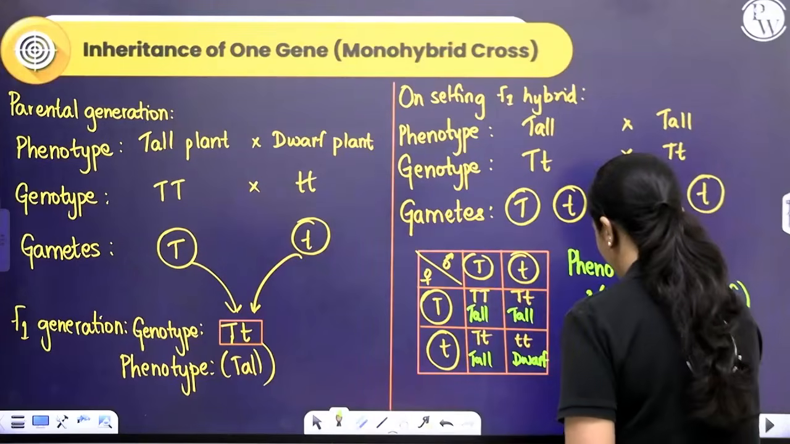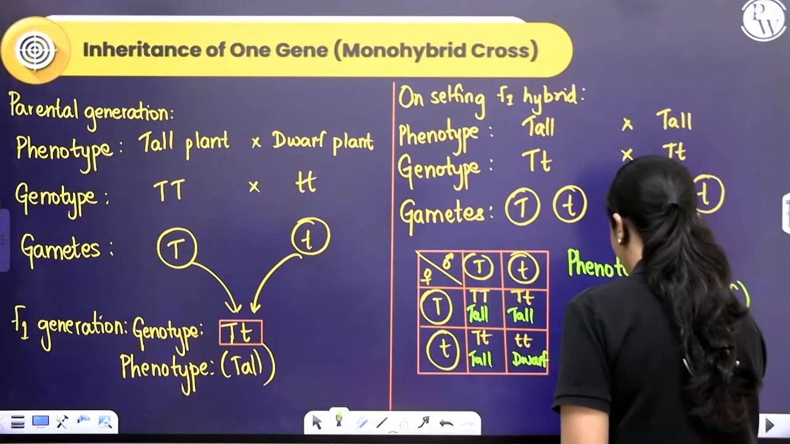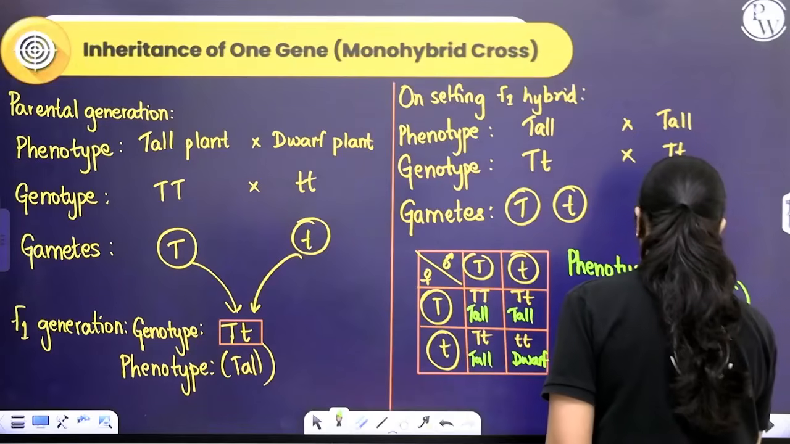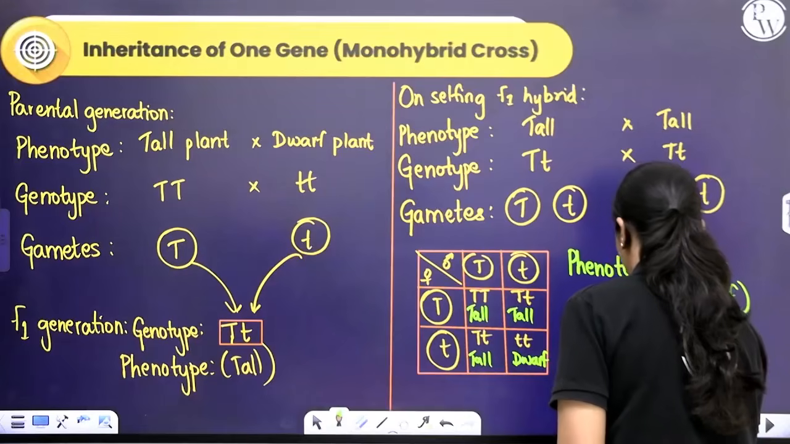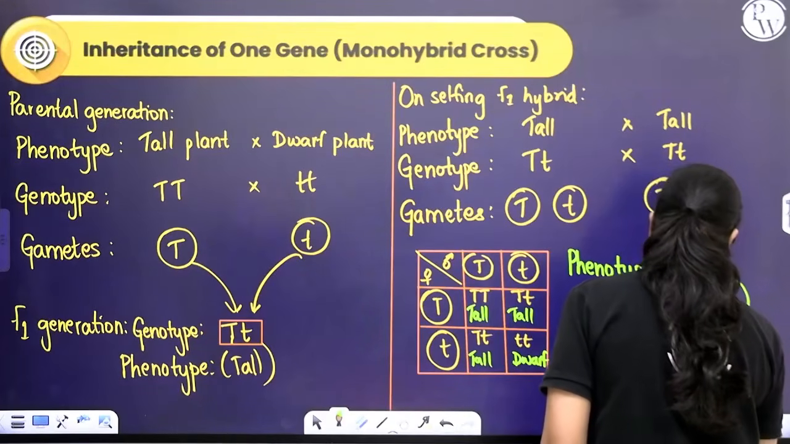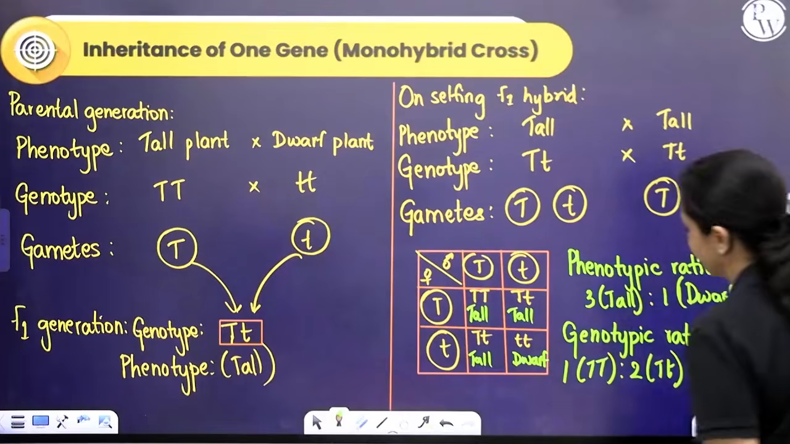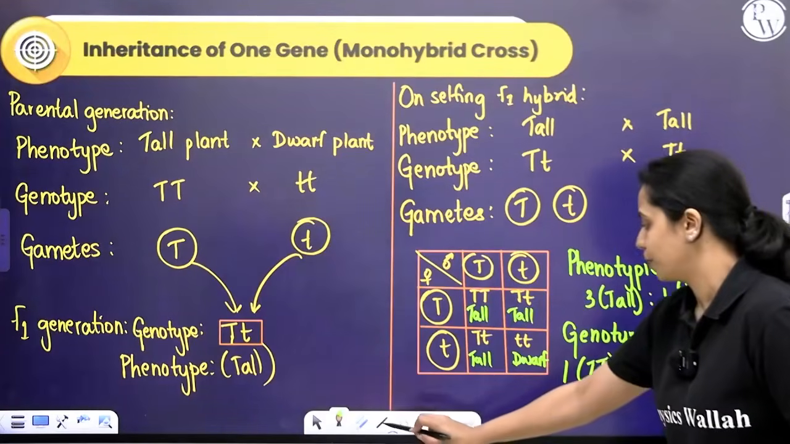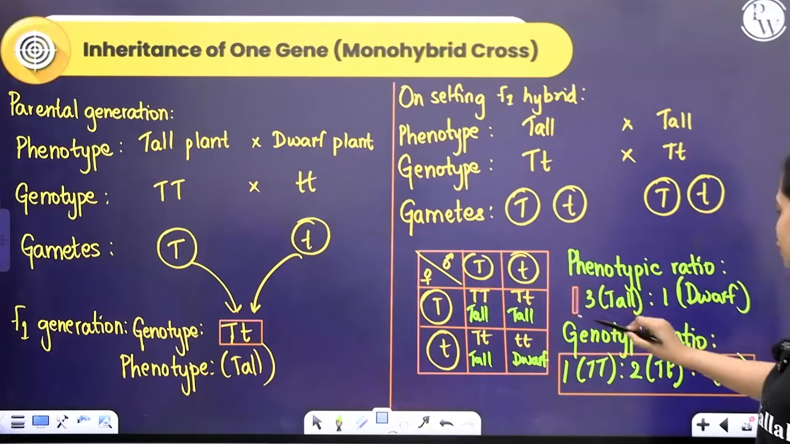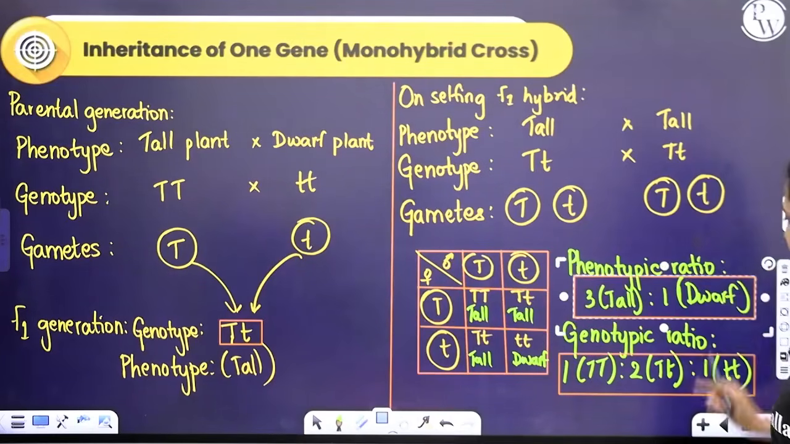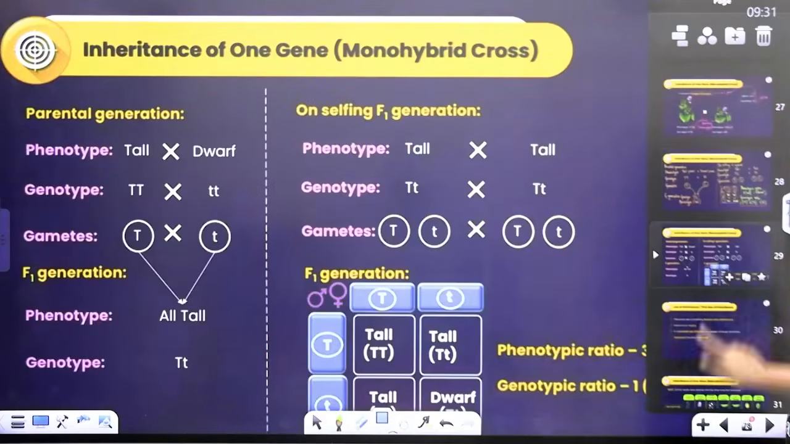If you look at the genotype, there's 3 different types of genotype. You have 1 capital T capital T, 2 capital T lowercase t, 1 lowercase t lowercase t. So the genotypic ratio is 1:2:1 and the phenotypic ratio is 3:1. Alright, now the same thing I've represented here. It's all typed for your reference. You'll get that in your notes.